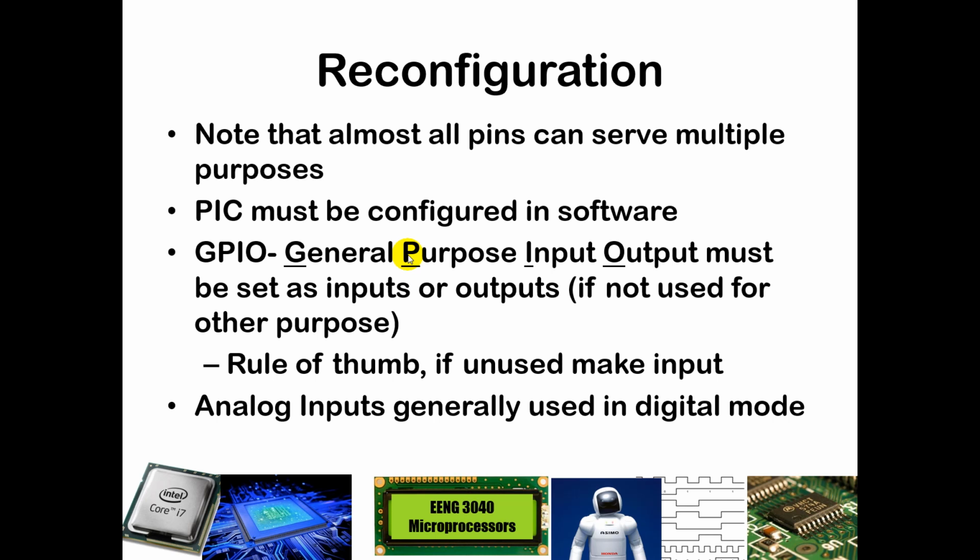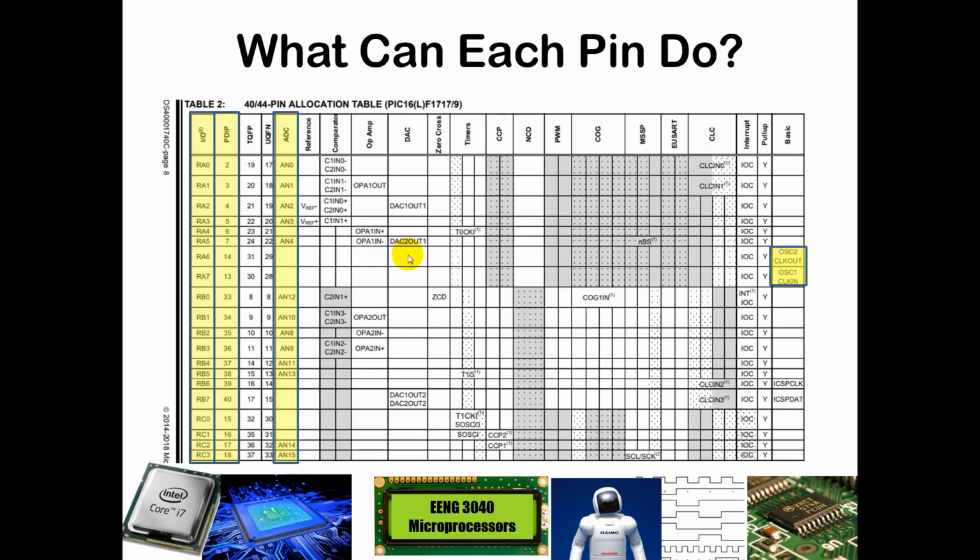Analog inputs are generally used in the digital mode. We will only make things analog if we actually need to have an analog input. So anything that can be used in an analog mode, unless you need it to be used in analog mode, we're going to configure it for digital. And we'll talk a little bit later on in this slide set about how to determine whether a pin is analog or digital and whether it's used as input or output.